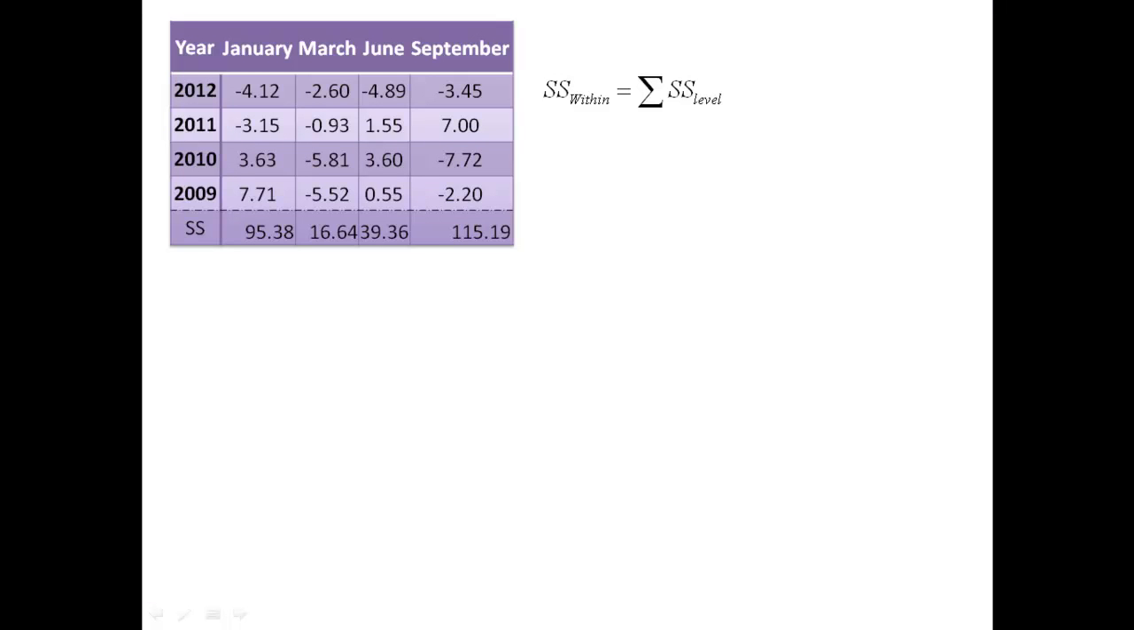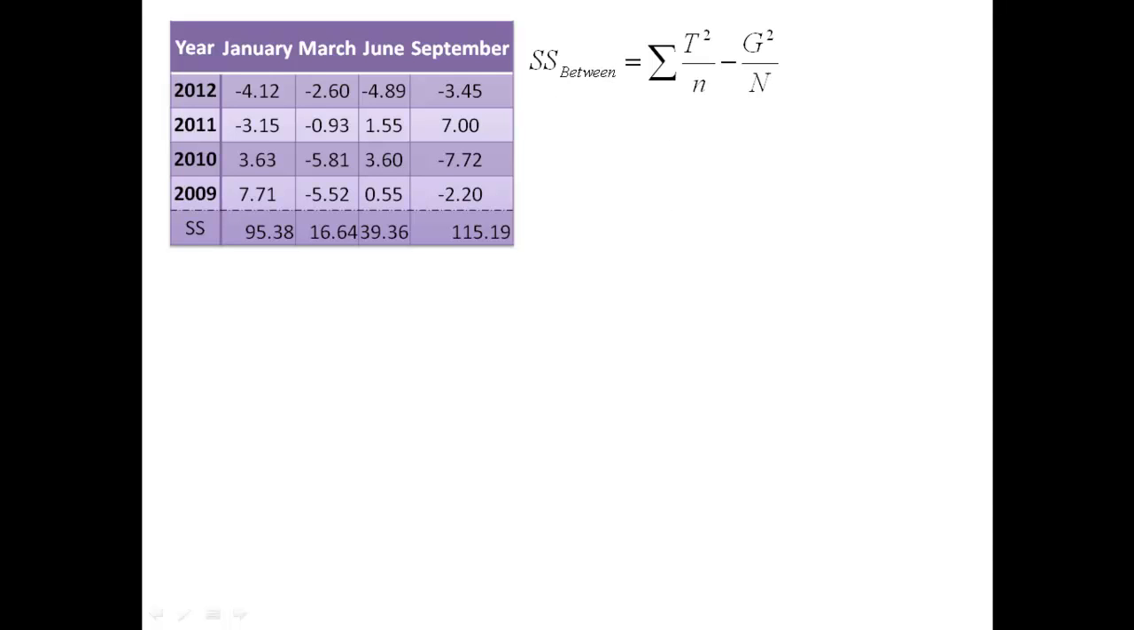So now we're going to calculate the sum of squares within. So we need to calculate the sum of squares for each month, which I've already gone ahead and done. And then we're going to sum across all of those sum of squares for each month. So we need to know the sum of squares for January, March, June, and September. We sum across those, and that looks like this.